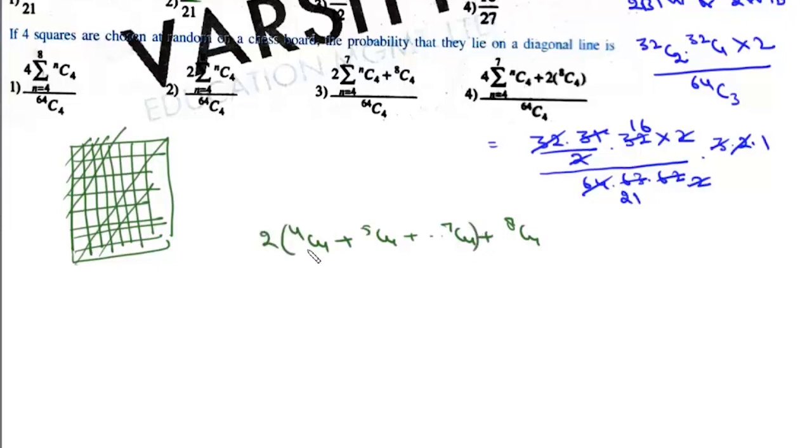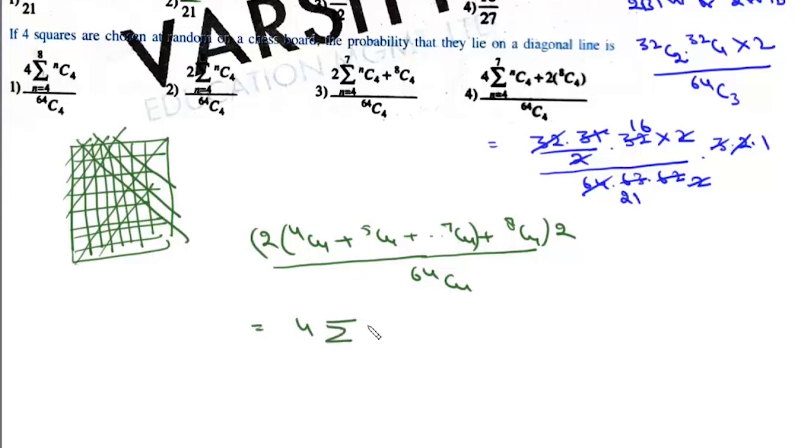So it'll be this into 2 and whole divided by 64C4. Now we can also choose diagonal the other way. So this total case will be this 2 into this value. So we can write this as 4 into this summation nC4, where n varies from 4 to 7, plus 2 into 8C4 divided by 64C4, and that's your option 4.